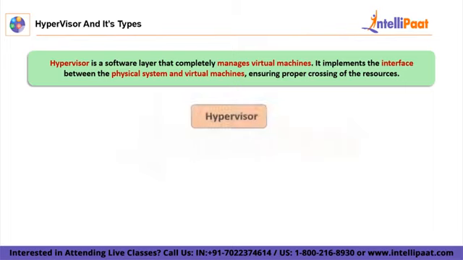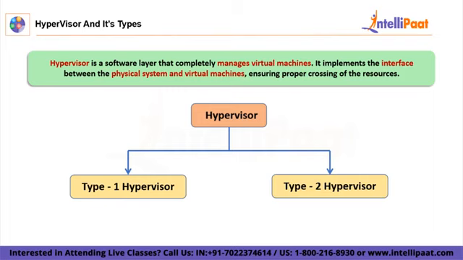Now let's uncover the different types of hypervisors. There are basically two major types of hypervisors. The first one is the type 1 hypervisor. And the second one, which you probably must have guessed by now, is the type 2 hypervisor.